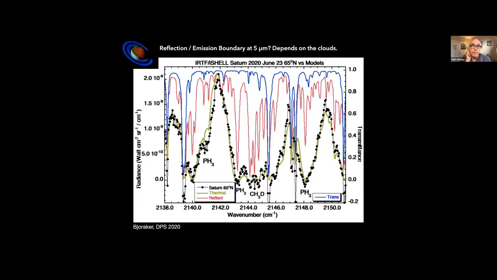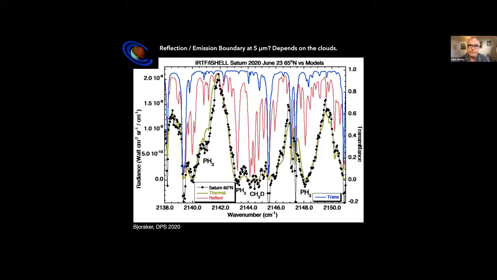But if we go to Saturn now, the same kind of plot, but now we're looking at Saturn. Again, this is the 5-micron region plotted in wave numbers. Here we're at 65° north, relatively cloud-free spot, and he models it entirely with thermal emission. So the green line is the model, which lines up really well with the data points for Saturn. So here at this spot in Saturn, sort of following the rule of thumb that at 5 microns we're seeing thermal emission.